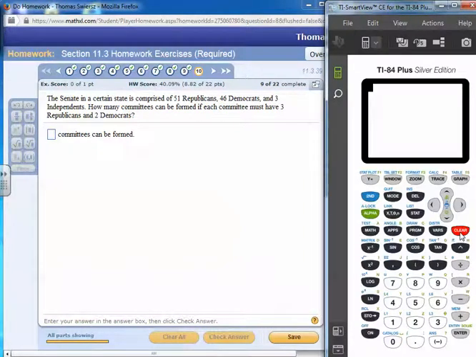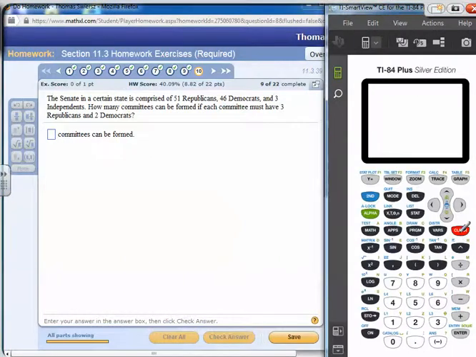How many committees can be formed if each committee must have 3 Republicans and 2 Democrats? So again, we have to keep them separated. We want 3 Republicans, and order doesn't matter. They're just serving on the same committee, so it's a combination.